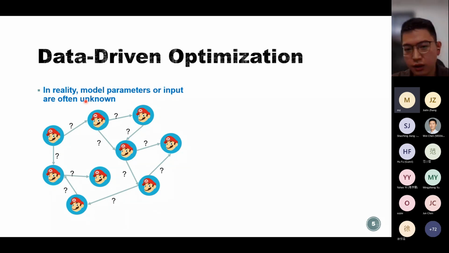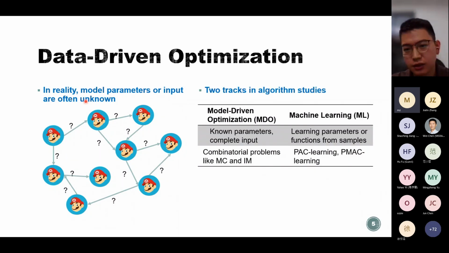In this situation, nonetheless, machine learning comes to the rescue. In algorithm studies, there are two common tricks. One is optimization, the other is machine learning. The optimization is also known as the model-driven optimization.